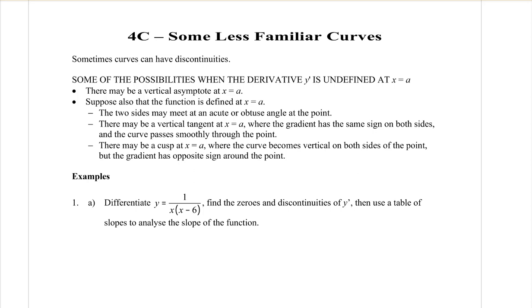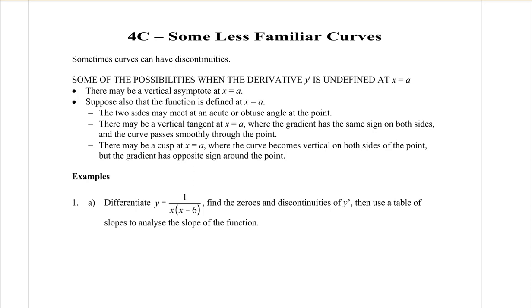So, let's go through this list. Sometimes curves can have discontinuities. And if there's a discontinuous point, it means that we can't find a derivative at that point. Some of the possibilities when the derivative y dash is undefined at a value x equals a. So this may occur when there is a vertical asymptote, obviously a discontinuous point.